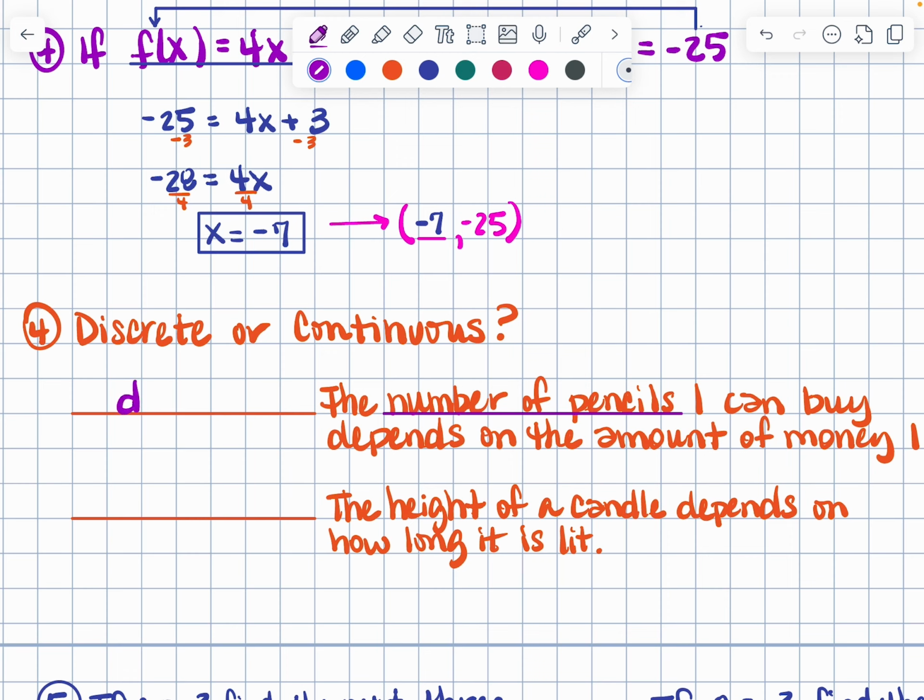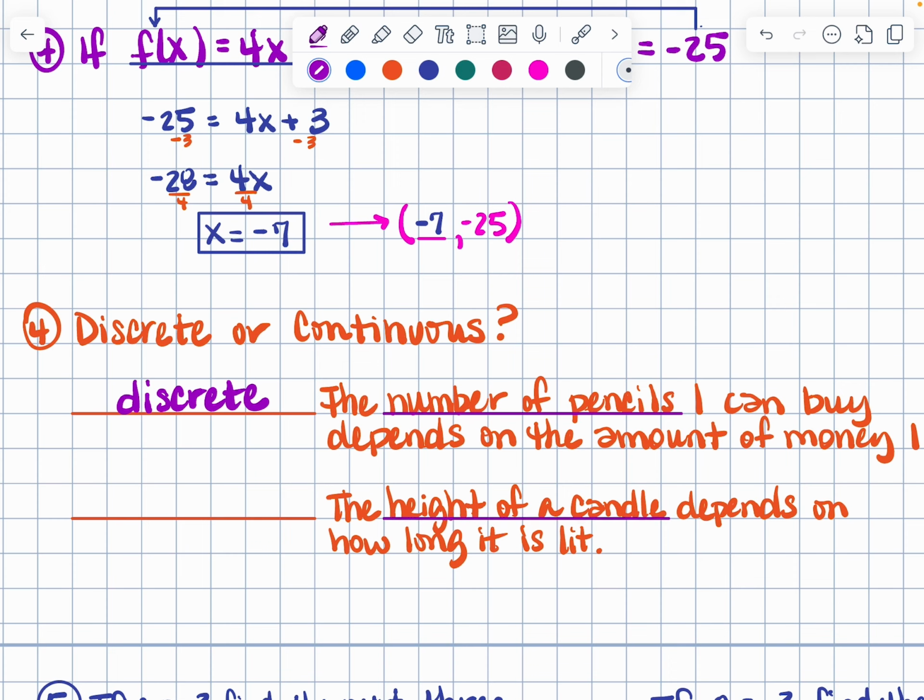So the fact that I can only buy whole numbers of pencils makes this discrete, right? Because continuous means my graph would be a continuous line or a continuous curve where I don't pick up my pencil and I'm including all the infinite points, okay?